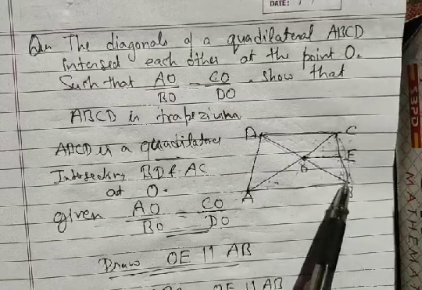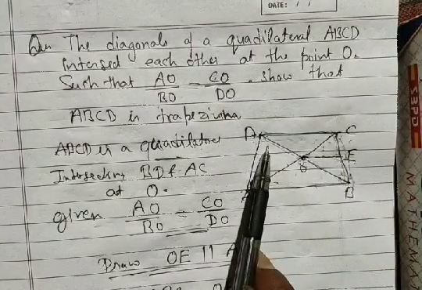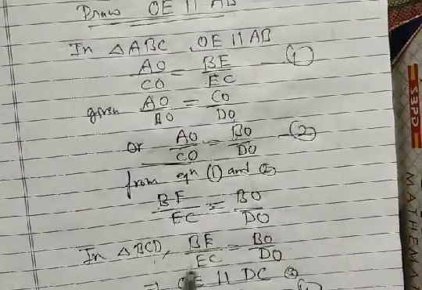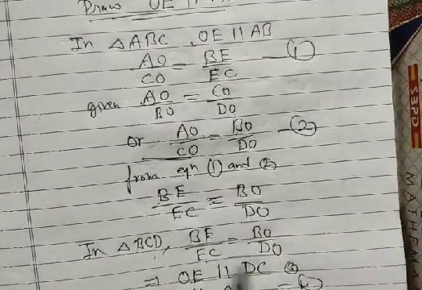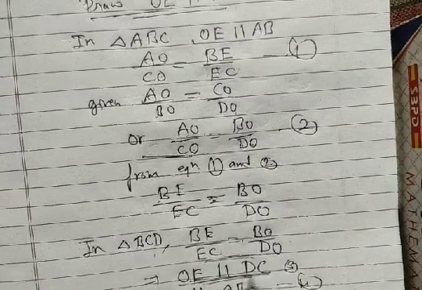Then in triangle BCD, what do we have? BE is to EC as BO is to OD. Then we can apply the converse of the basic proportional theorem. In triangle BCD, we have BE is to EC equal to BO is to DO. This only happens when OE is parallel to DC.